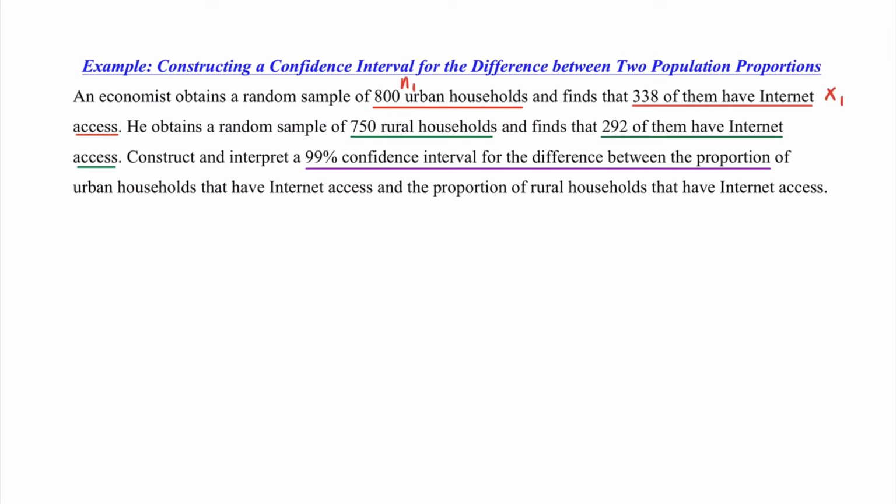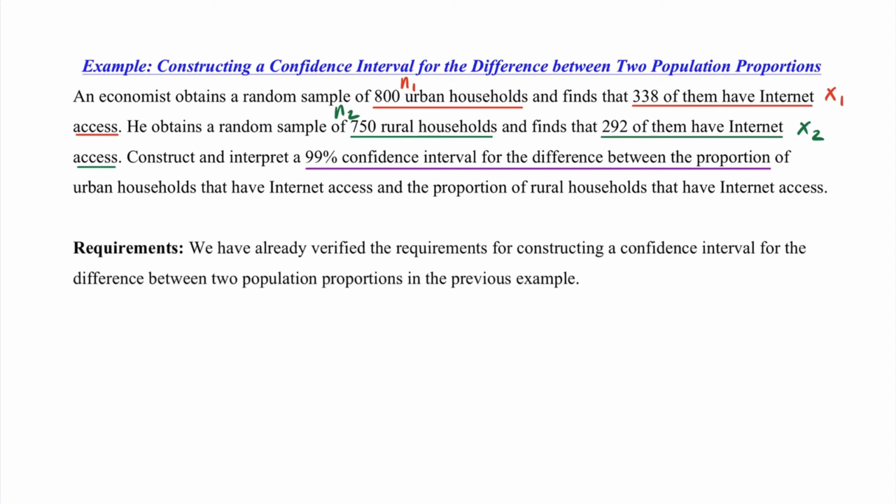Organizing our data again, remember we have 800 urban households, and we're going to call that N1, and that makes our 338 of them our X1. The 750 rural households was our N2, and the 292 of them who had internet access is our X2. Now before we construct the confidence interval, we know that we need to check our requirements, but since we're just referring to the previous example, we're going to go ahead and recognize that we've already verified the requirements when we conducted the hypothesis test. And let's jump straight into the math.